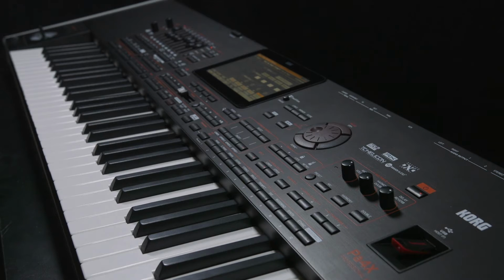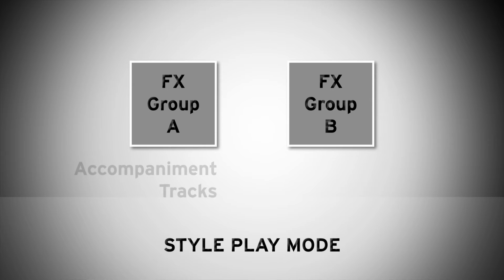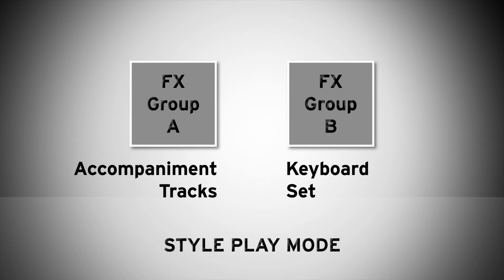The Insert and Master Effects section of the Pa4X is very powerful and flexible. It's divided into two parts: Effects Group A and Effects Group B. In Style Play mode, Effects Group A is used for the sounds of the accompaniment tracks, and Effects Group B is used for the sounds of the keyboard set.